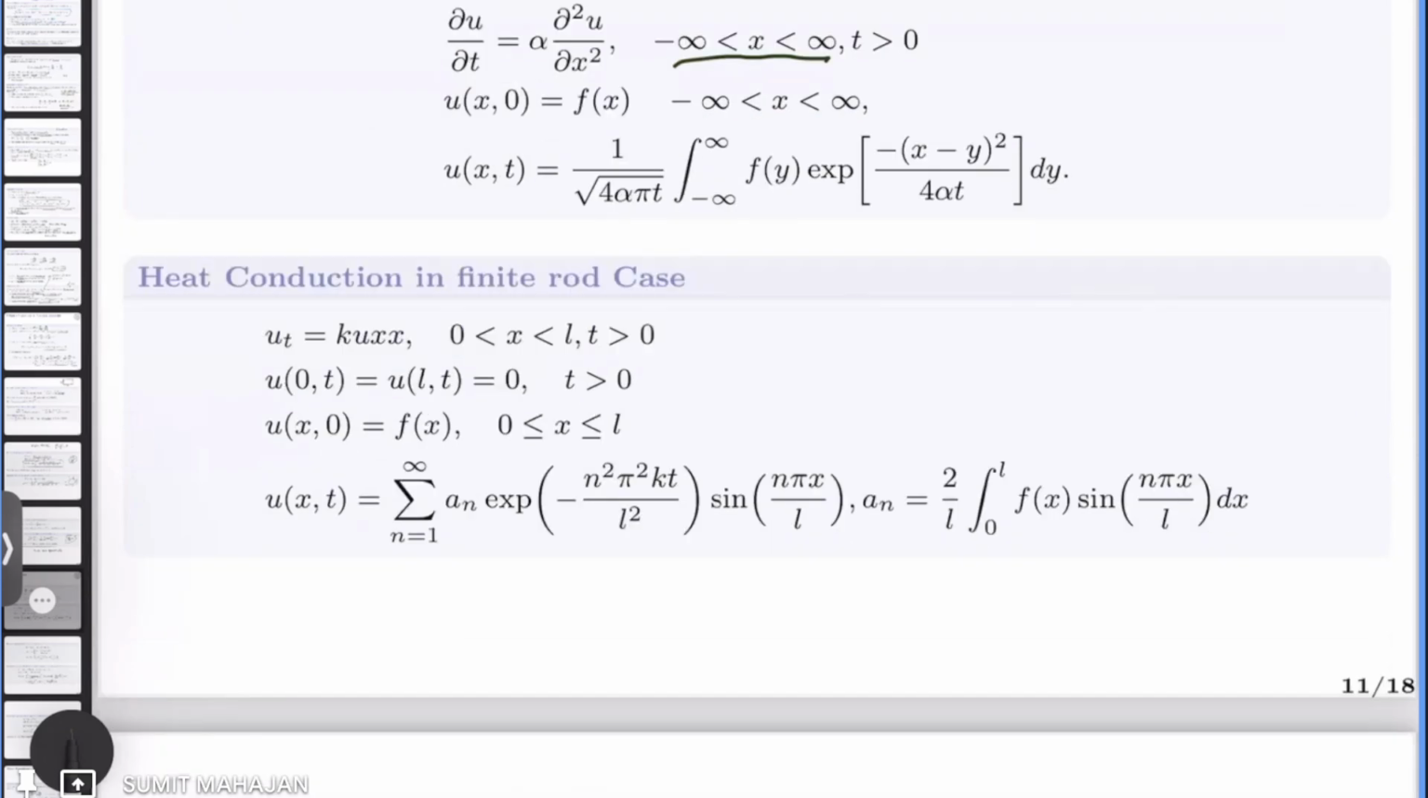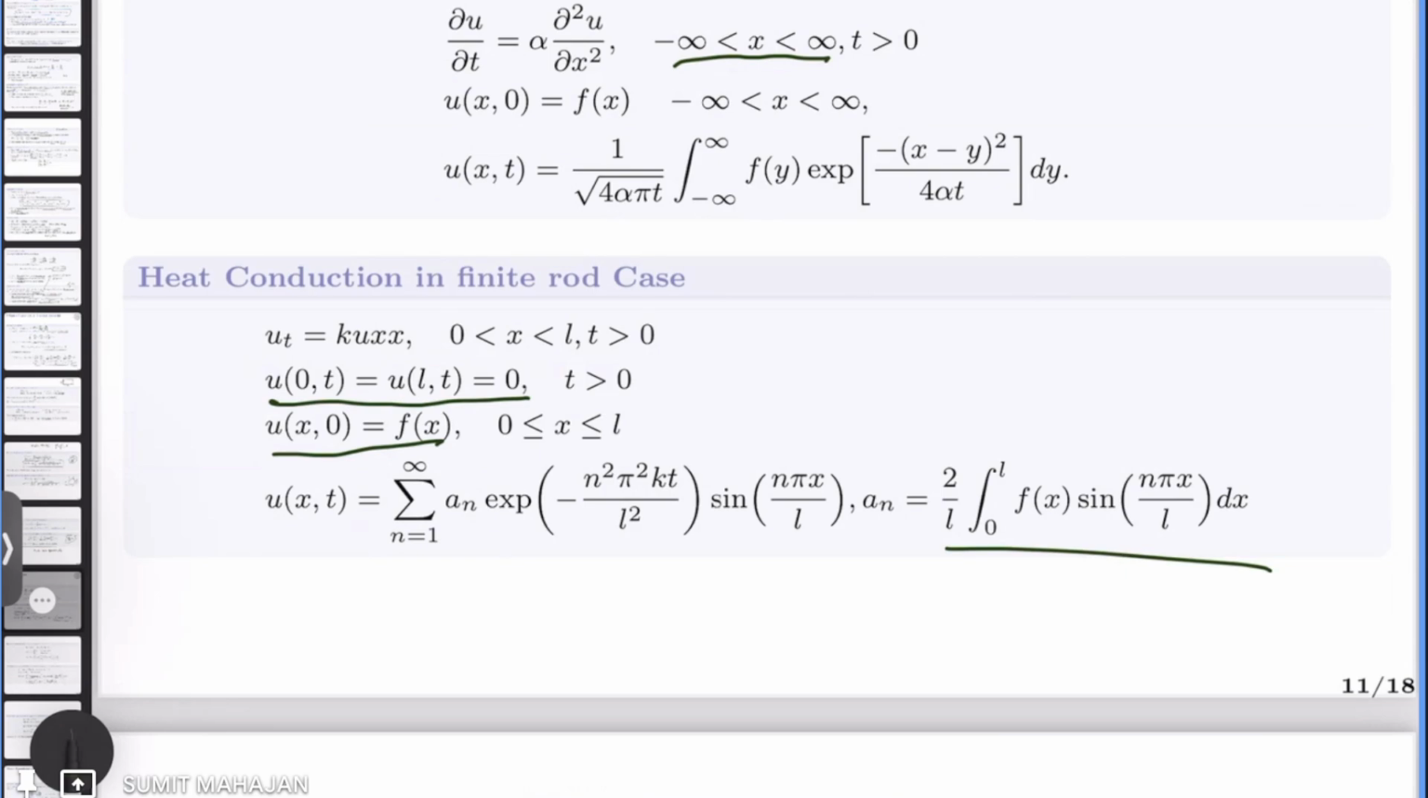And for the finite case, in the case of a finite rod, let's say we have x from 0 to L, and u on the boundary is given to be 0, and u(x, 0) equals f(x). Then u(x, t) is given by this equation, in which a_n equals 2 upon L times the integral from 0 to L of f(x) sin(n pi x / L) dx.